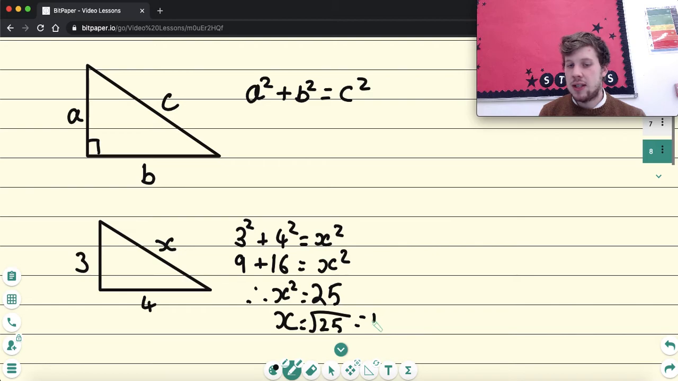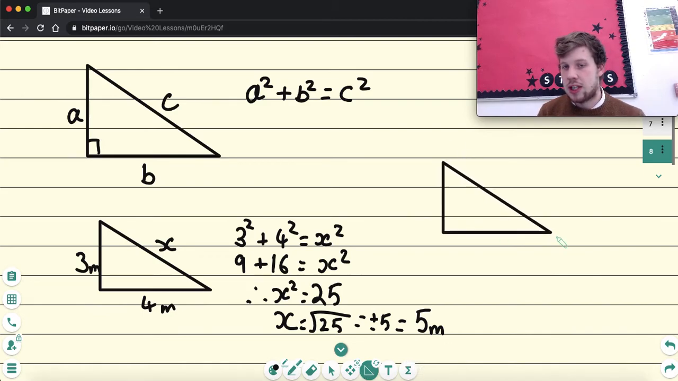Which would give us two answers, positive and negative 5. However, we know that we're looking at an actual length. It's a real life thing, so it would be really silly of us to think that a negative 5 would be a real life length. So we would state that x has a length of 5, and let's say all of these are in meters, so x would be 5 meters.